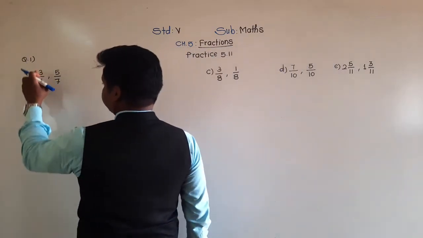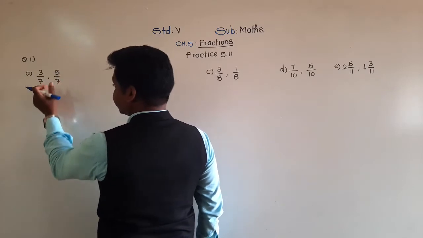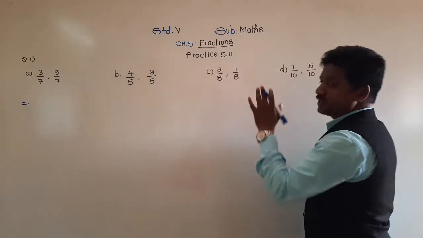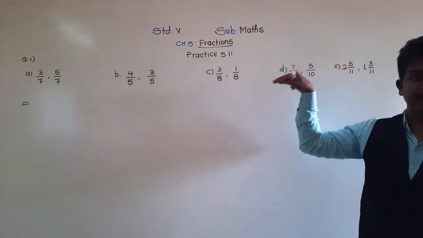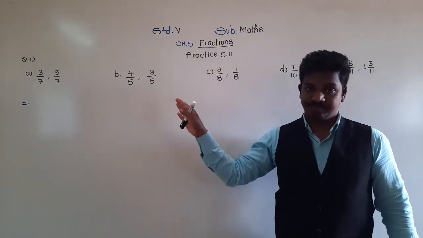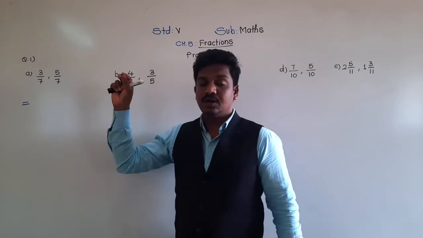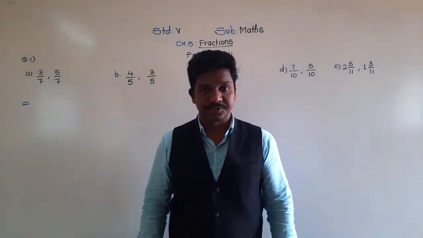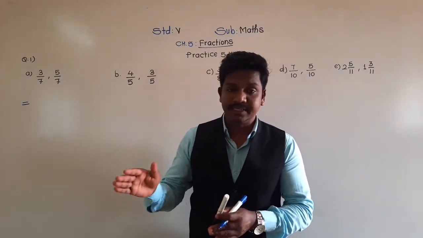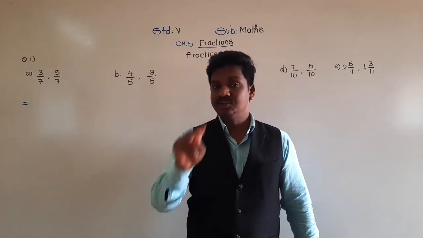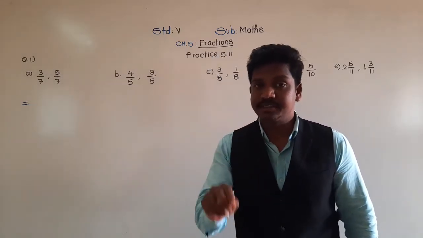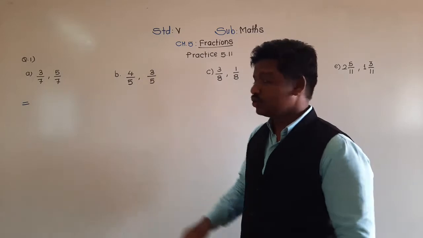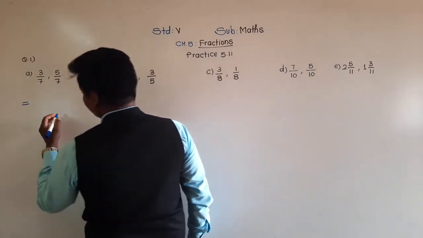Now see, 3/7 and 5/7. We have to add these two fractions. 4/5, 3/5. Then 3/8, 1/8. If you observe all these examples, their denominators are same. When the denominators are same, it's very easy to add the two fractions. Basically, to add two fractions, their denominators must be same. So when denominators are same, directly we will add. Let's see how to add.